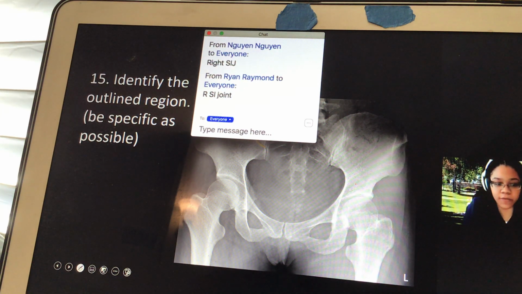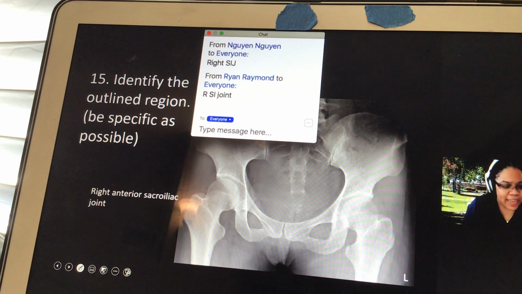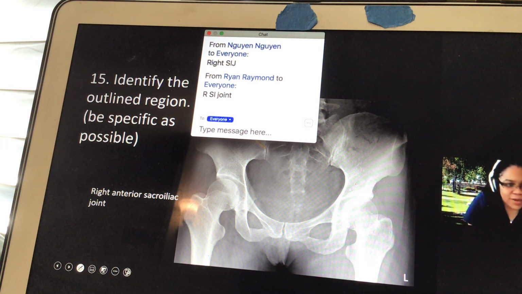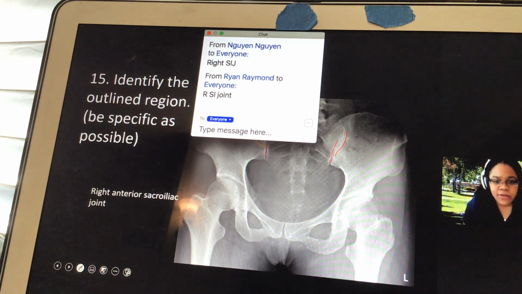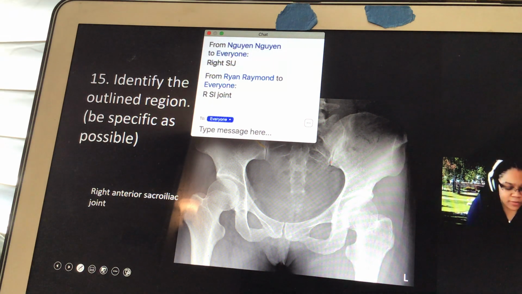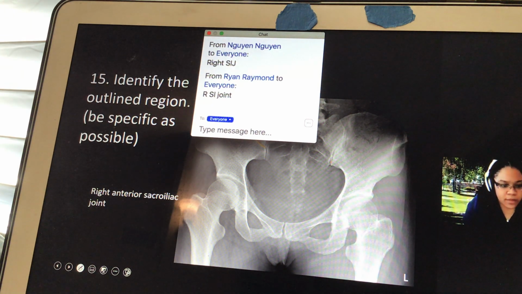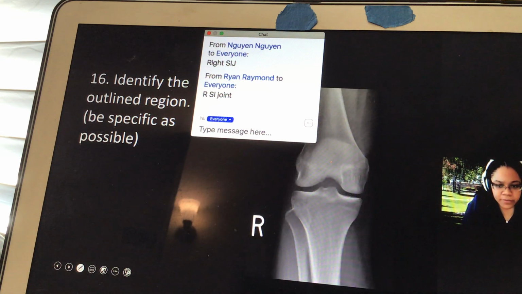Yeah, so this is part of the SI joint. We used to separate it between anterior and posterior. I don't care about anterior posterior SI joint. So whoever did this one separated it, but I'll make sure to put the entirety of that joint for you guys. So saying SI joint is completely fine.